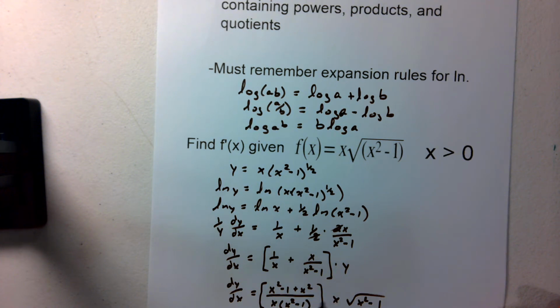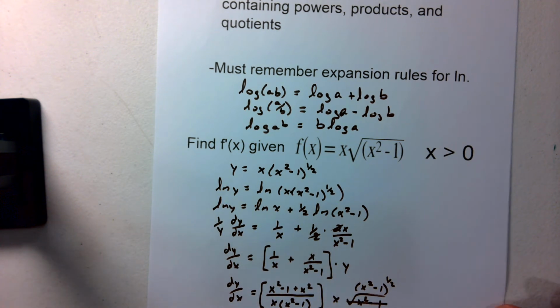My x's are going to cancel each other out here, and I have x squared minus 1 in the denominator and a radical x squared minus 1 in the numerator. Remember that the radical of x squared minus 1 is actually to the half power, so I can go ahead and cancel out one of those x squared minus 1 to the halves. So I'm going to end up with an x squared minus 1 to the 1/2 in our denominator. And that's going to be our derivative.